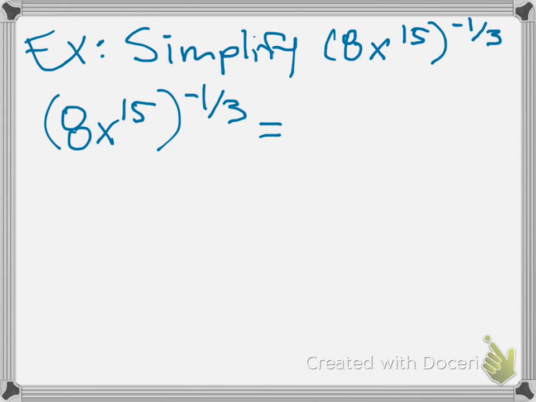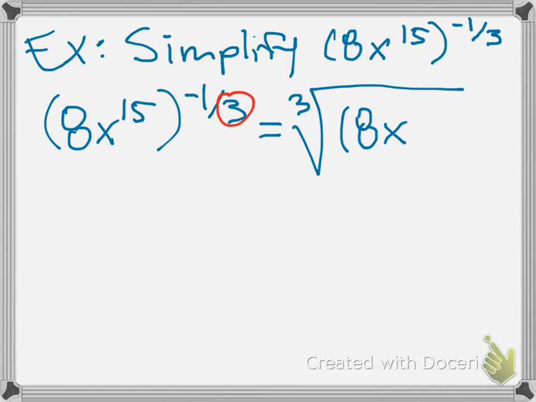So instead of having, actually I take that back, I'm going to deal with this denominator of 3 in the exponent first. We know that if we have a rational exponent, whatever the denominator is can become the index on a radical expression. So that means if our denominator is 3, we're dealing with a cube root. And we are dealing with the cube root of 8x to the 15th raised to the negative first power. That seems like the best first step to me. Okay, so we definitely have a cube root.